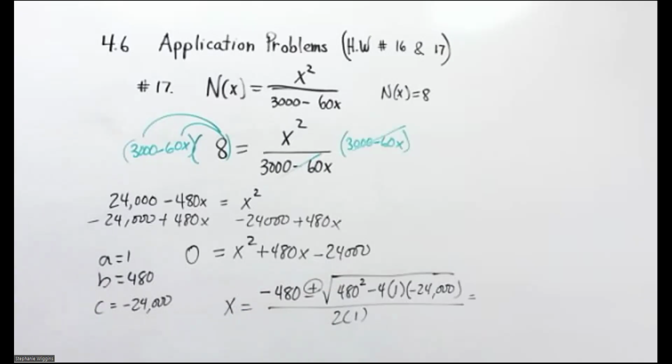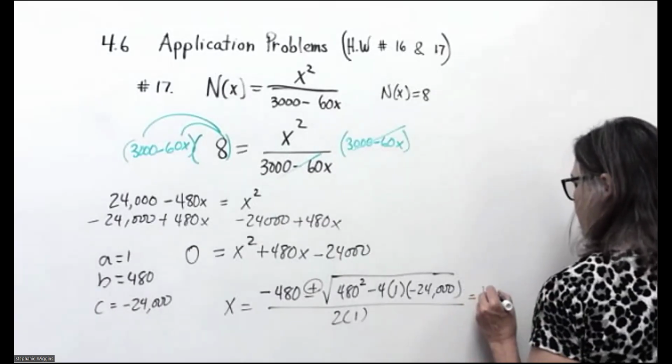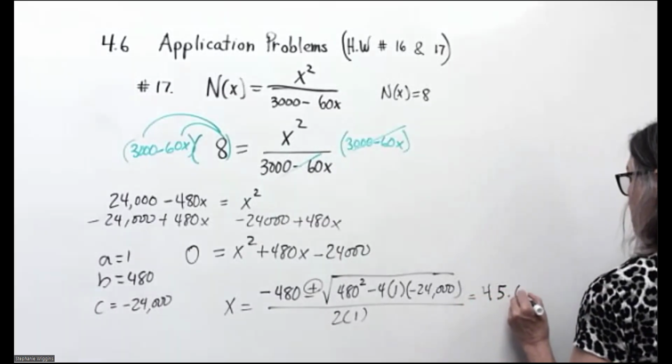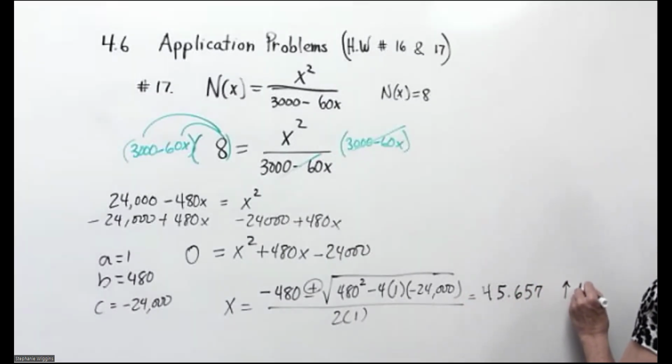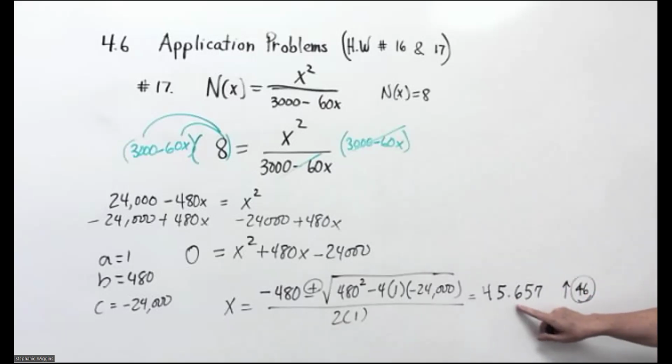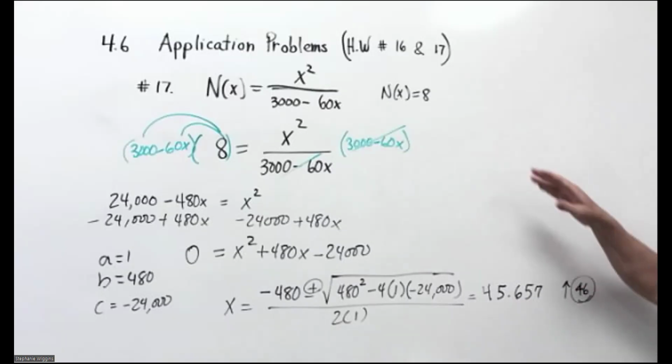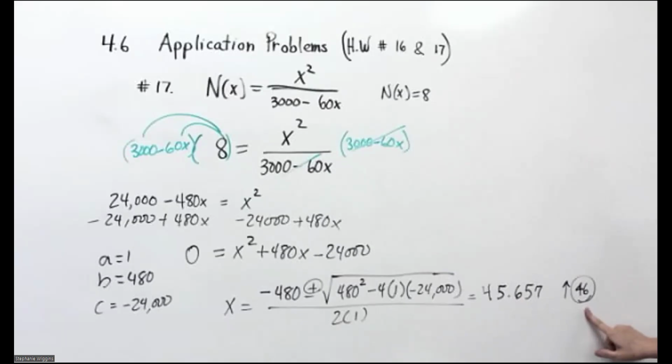When I put that into my calculator, I got 45.657, and they tell us to round it up, so I got 46, because of the 6 there. So what does that mean? What's the interpretation? If you have cars arriving on average at 46 per hour, the line will be on average 8 cars long. That's the interpretation. We're given the 8 cars and we found that they're coming in on average at 46 per hour.